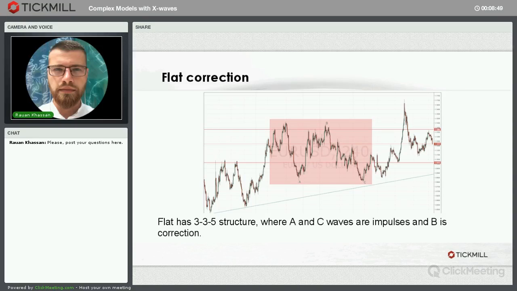In red figure, you see selected price range, which is easily described as A, B, C correction. So flat has 3 to 3 to 5 structure. That means that waves A and B are correction waves and C is impulse.